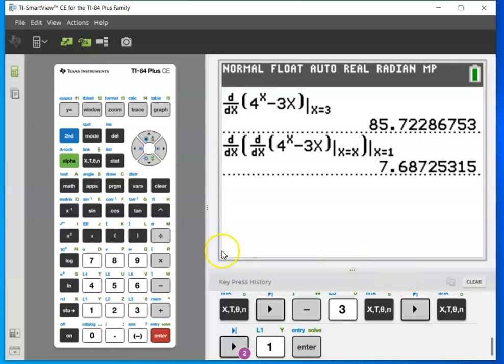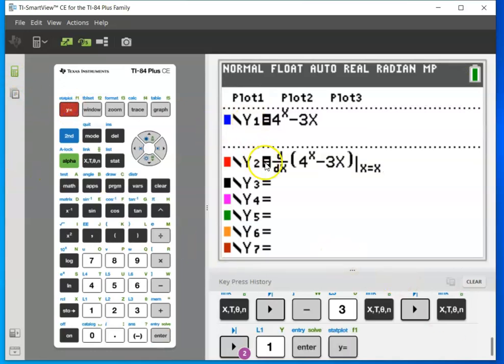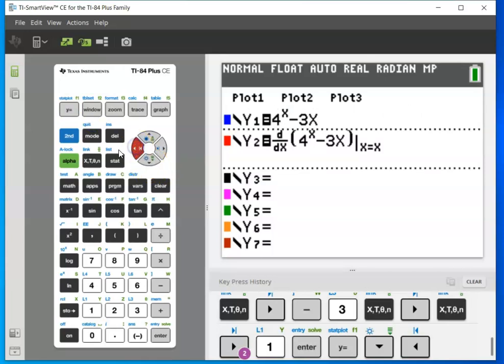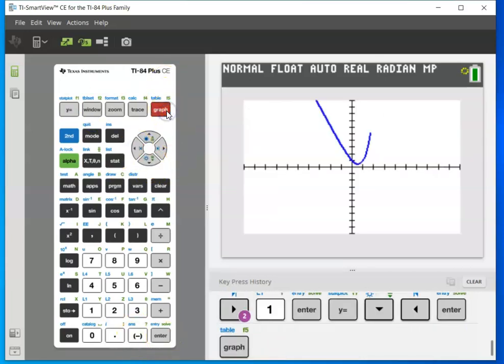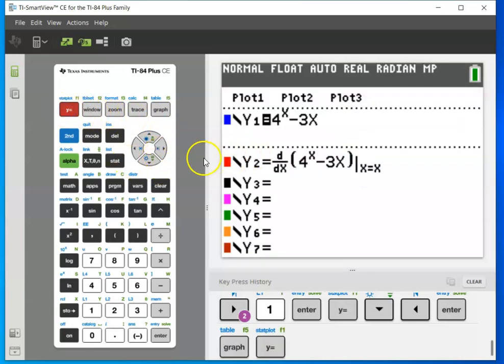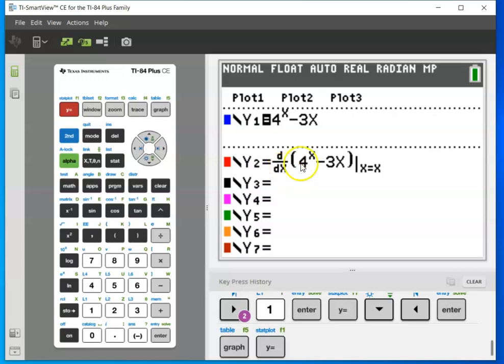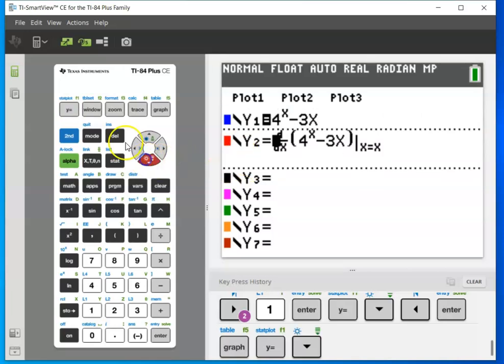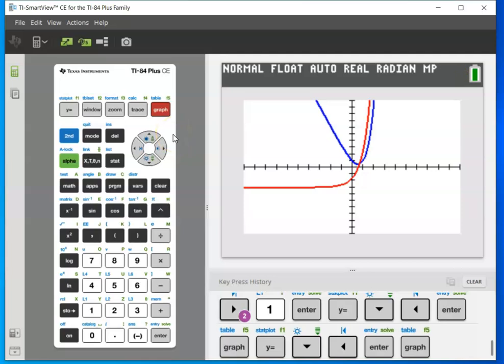was 7.687. Now to graph it, I'm going to go down and turn this off real quick. The regular graph of 4 to the x minus 3x looks like that. If I type in math 8, 4 to the x minus 3x when x equals x, it will graph that for me. And there's a derivative. Okay? So that's all calculator questions.